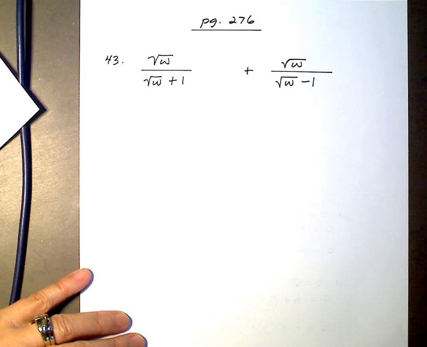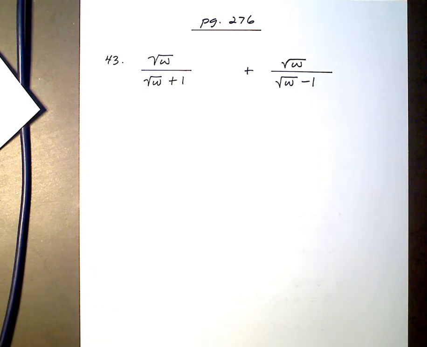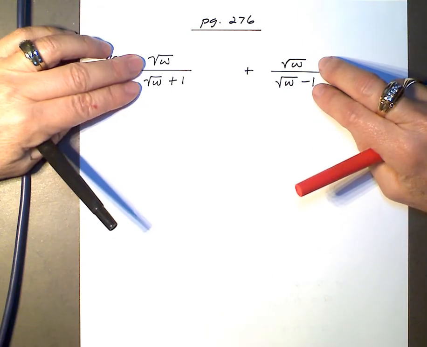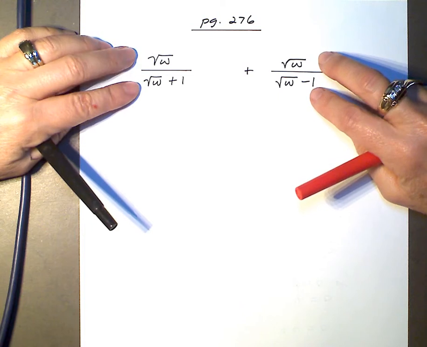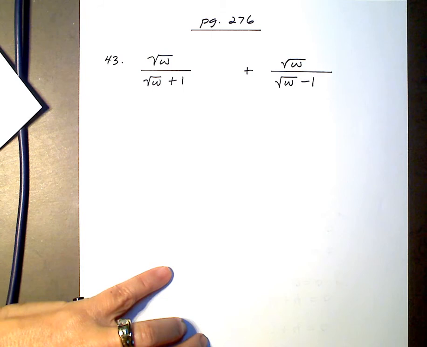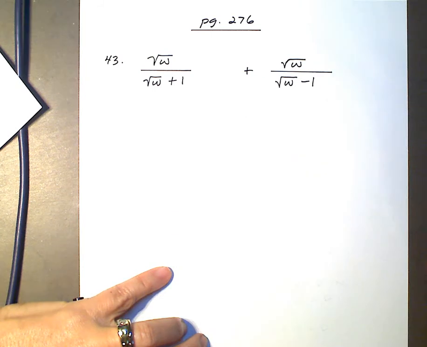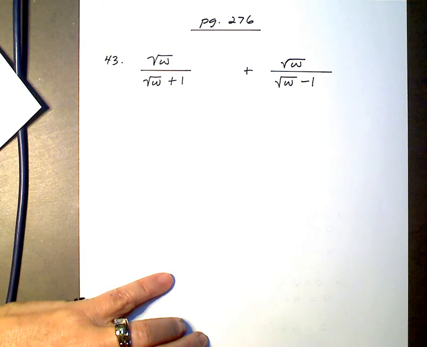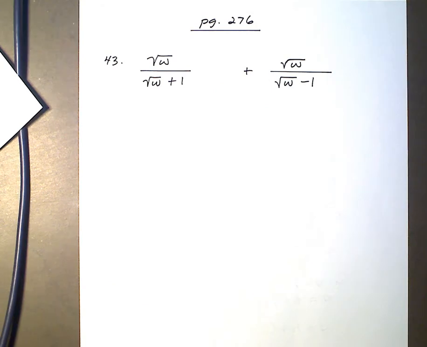Alright, on page 276, this is exercise 43, and I'm going to be adding these two rational expressions. And I notice I've got radicals in both numerator and denominator, and I notice in the denominator my radicals are in binomials. But the first thing I really want to consider is that this is just adding two fractions, and so I need to rewrite these in the lowest common denominator.